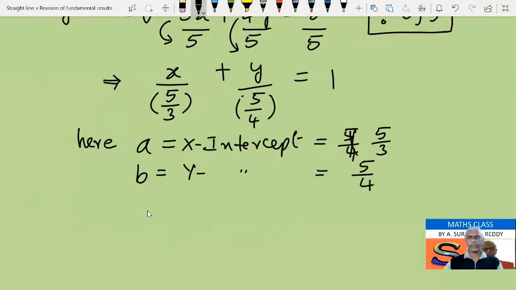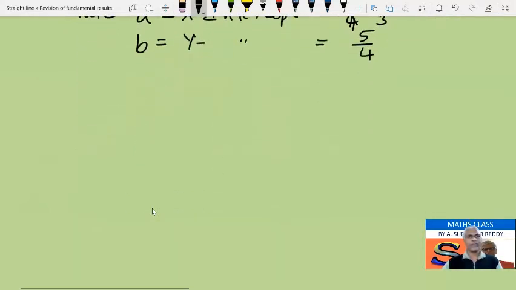And the last form, normal form. The last one, normal form. So all these forms are different forms of straight line.